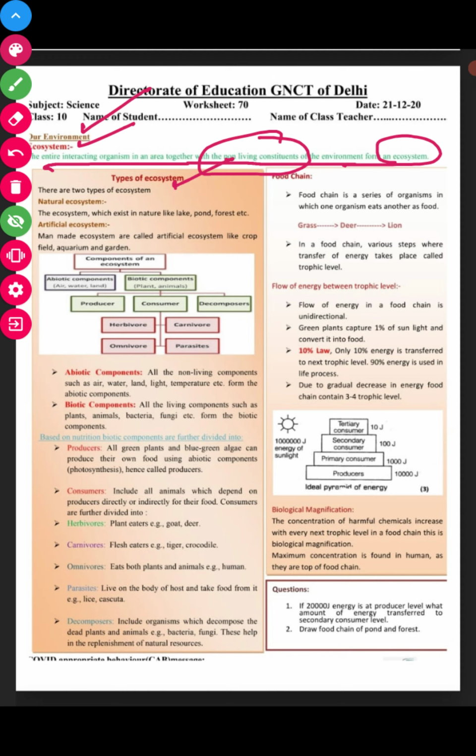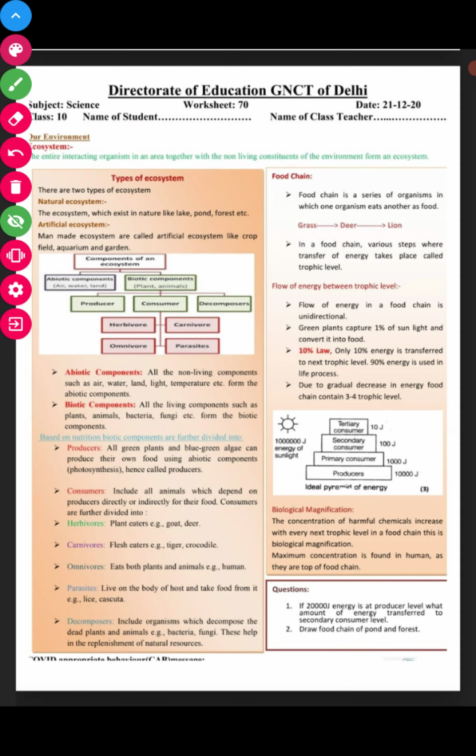We have two types of ecosystem, natural as well as artificial. Natural ecosystems exist in nature itself only, like your ocean, forest as well as lakes and ponds. Artificial ecosystems are man-made, like crop fields, garden, aquarium, etc.